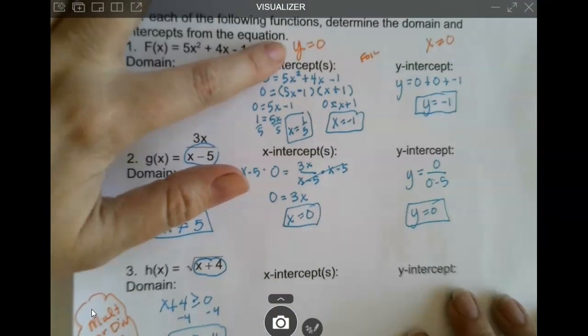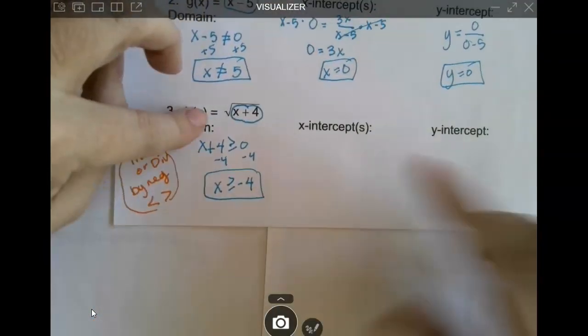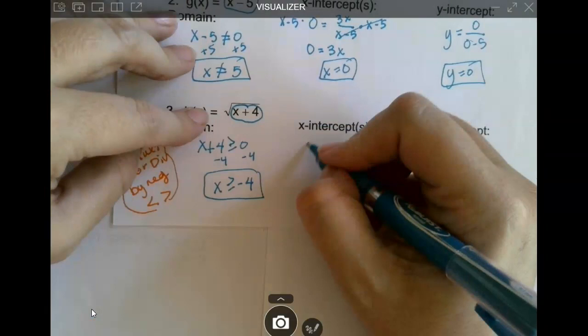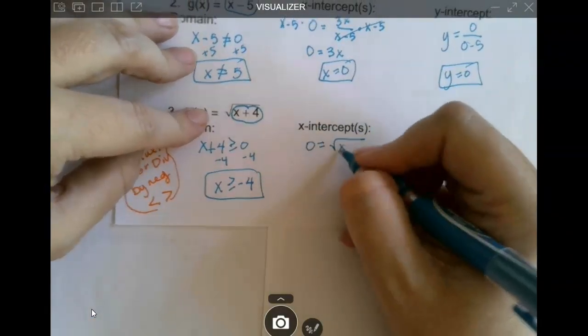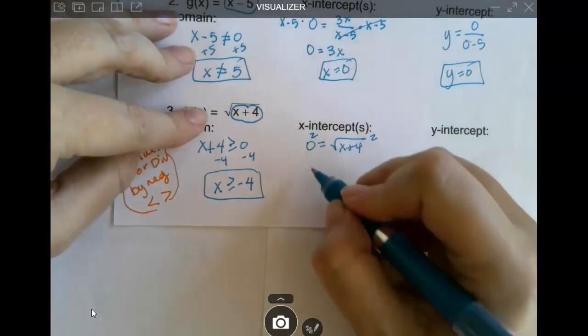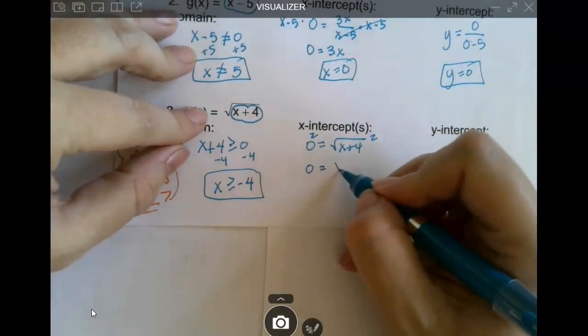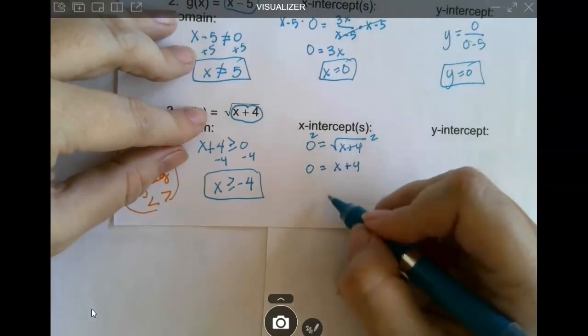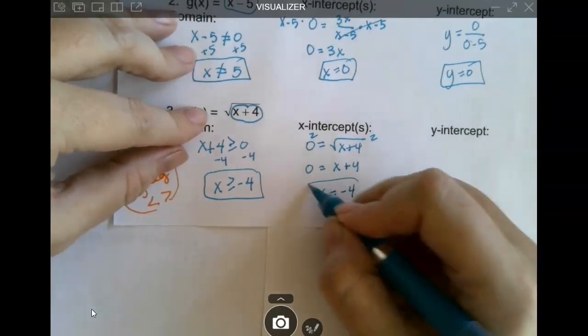I'm going to plug in 0 for y for this first one. So here I'm going to plug in 0 for y. 0 equals square root of x plus 4. How do I get rid of a square root? By squaring. So I get 0 squared is still 0, x plus 4. And subtract the 4, I get x equals negative 4.